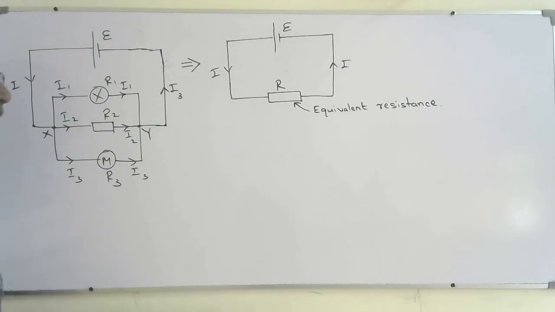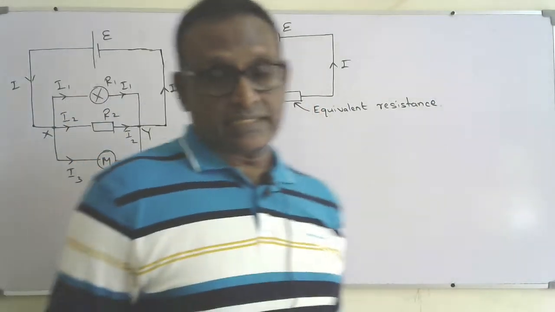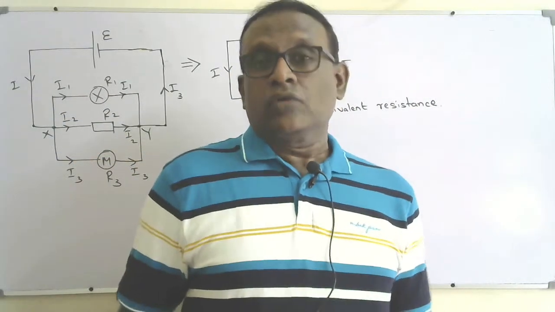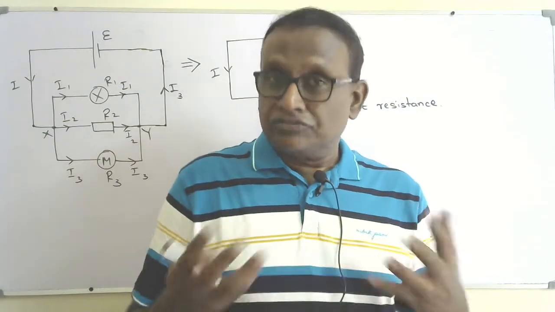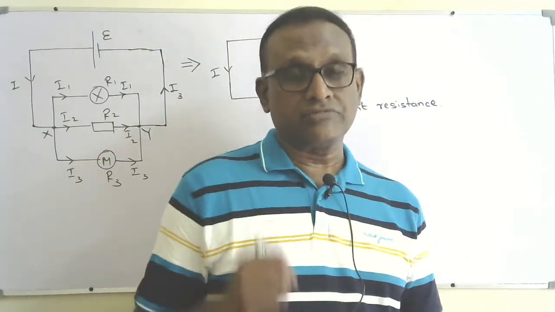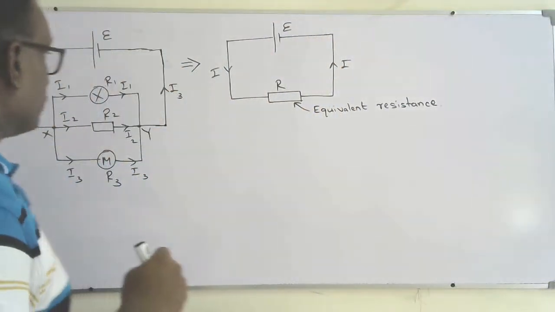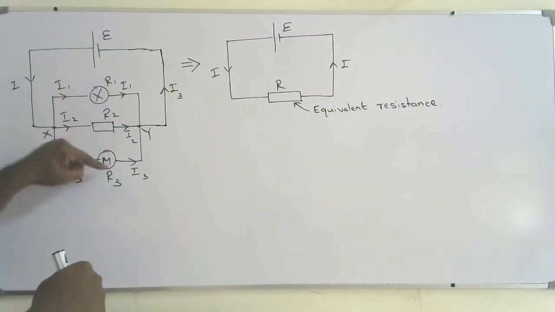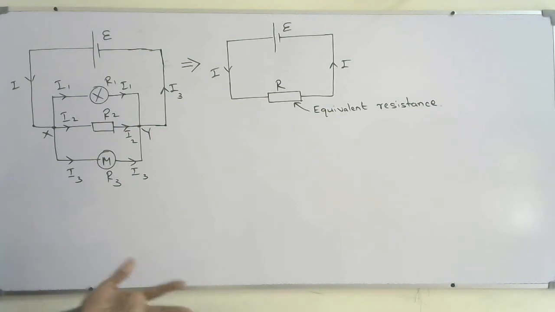Now, what is equivalent resistance? I told that earlier. We never deal with the function. We consider only the resistance of the components, not the function of the component. So we know that these three are different types of components. They have different functions, but the current flow I is decided by their resistance.